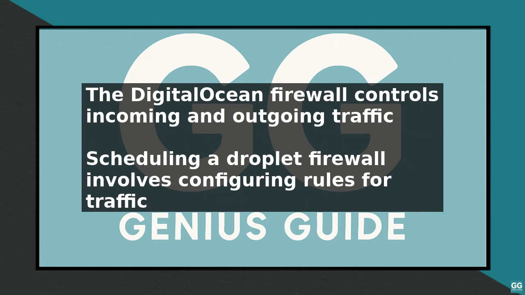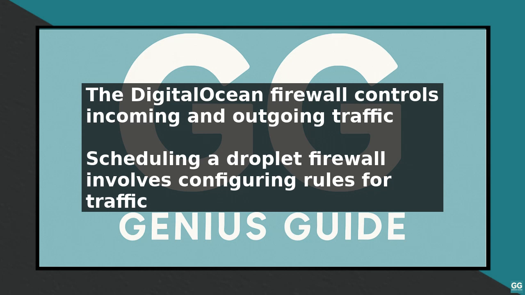To schedule a droplet firewall, log into your DigitalOcean account and navigate to the networking section. Click on Firewalls and then click on Create Firewall. Give your firewall a name and select the droplet you want to associate it with. Next, configure the inbound rules by specifying the protocol, port range, and source IP address.